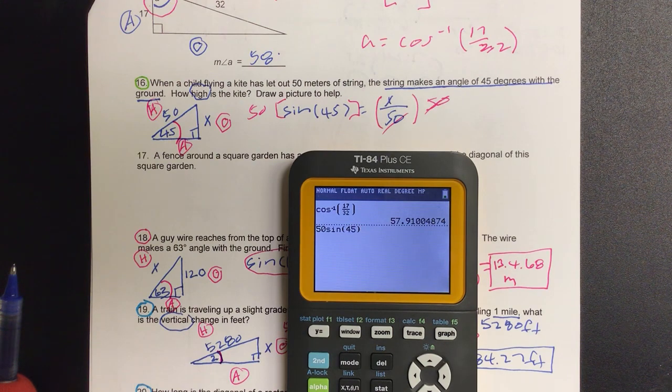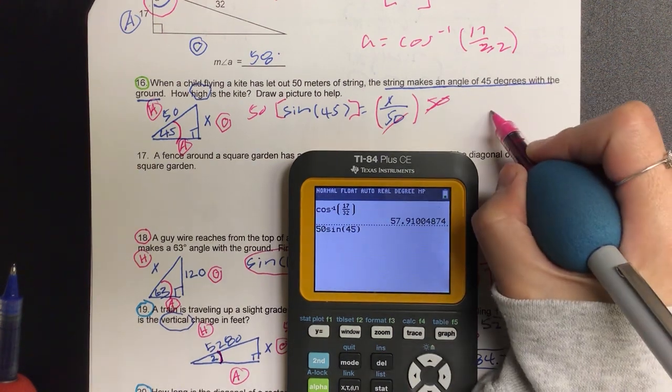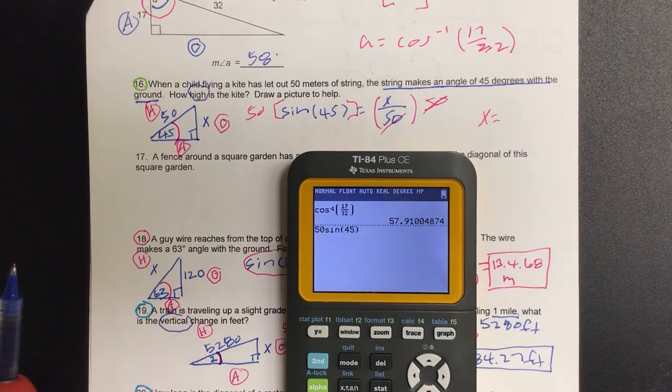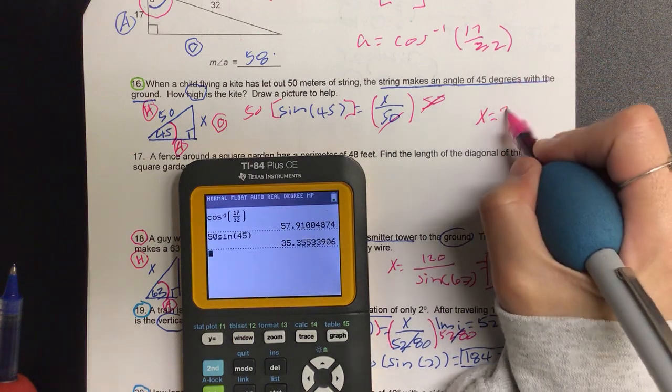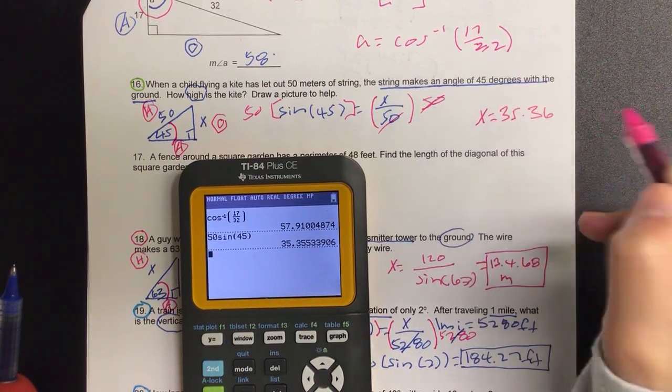What is the value to 2 decimal places? I'm assuming we all typed it in. 35 point how many? 36. And that's in meters.